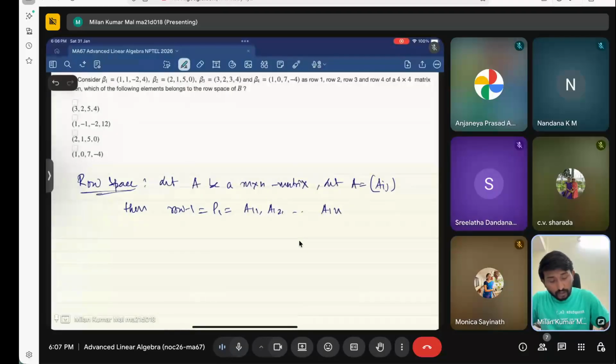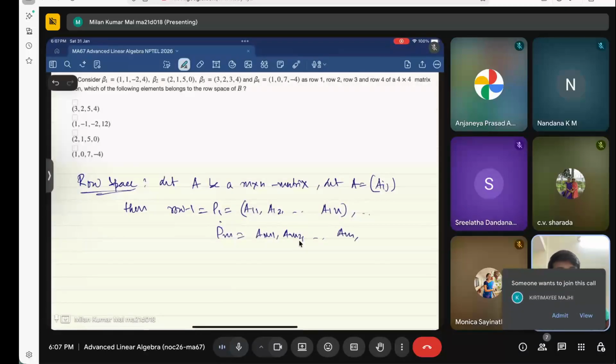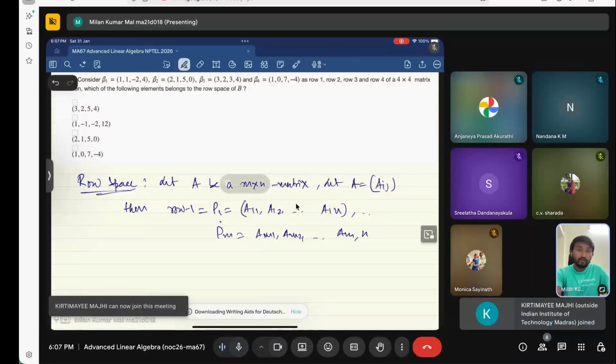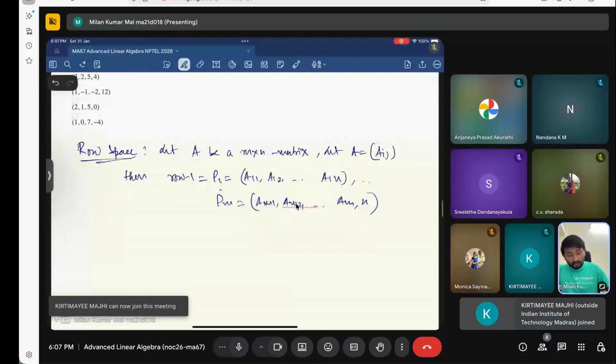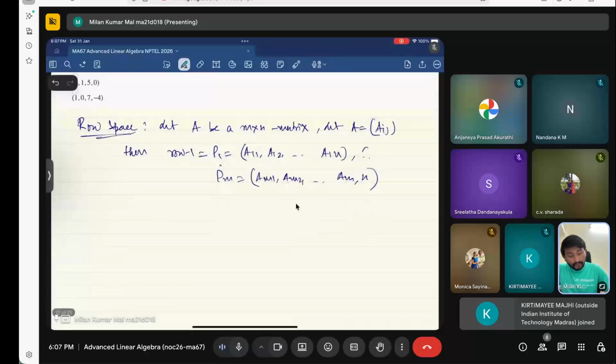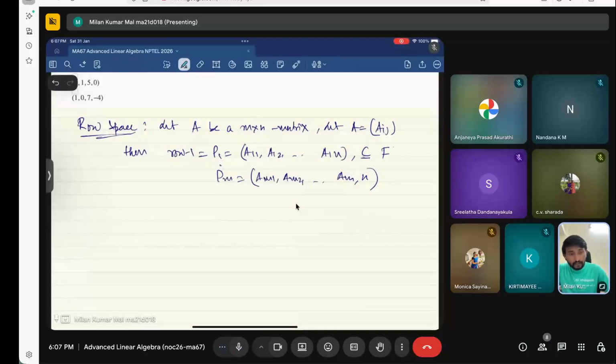This is row 1, and in this way we will get row m, which equals Am1, Am2, all the way to Amn. These are basically the rows of this matrix A. Each of the entries is in the field F. This is a row vector of n entries, an element of F to the n.